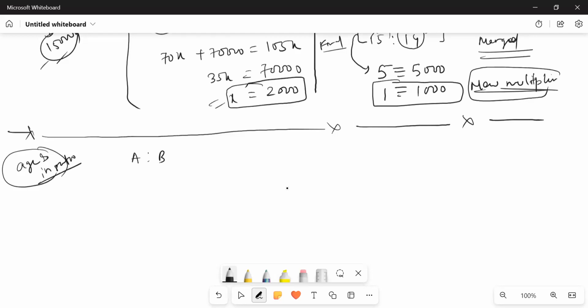But here, what is the situation? That A and B have a ratio of 3:1. One might also say A is thrice the age of B. So this information can be given in any way, but if I say that A is thrice of B or B is 1/3 of A, the thing is the same. And what I'm saying, after 9 years, A and B will have a ratio of 7:3.